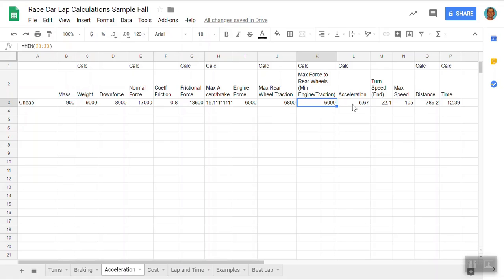Then figure out an acceleration. We know enough about that. It's a force divided by mass. And from that I can figure out my acceleration, and what my maximum speed is going to be, defined by the car. I can figure out a distance and the time it takes to travel that. My turn speed, or the initial velocity, is listed here. So really it's saying with this acceleration, what's the distance and what is the time to go from 22.4 meters per second to 105 meters per second.